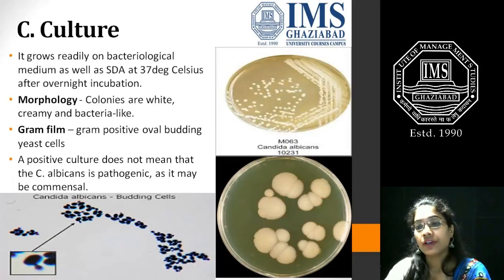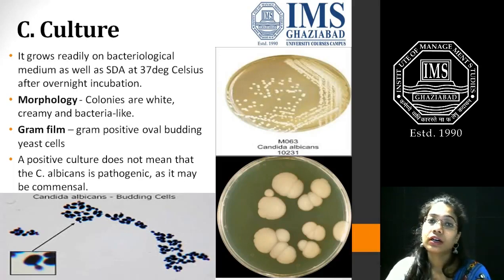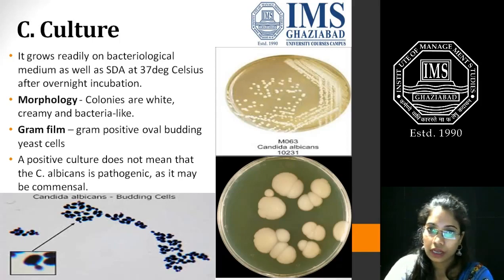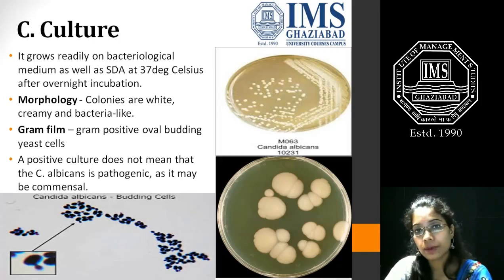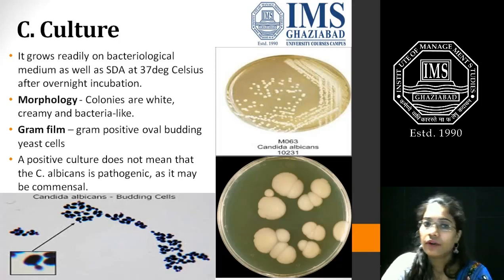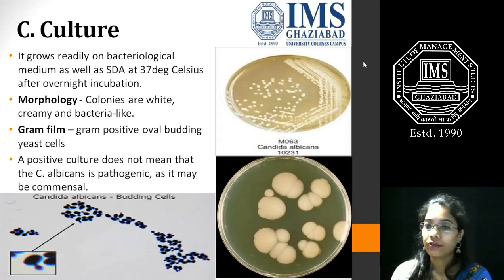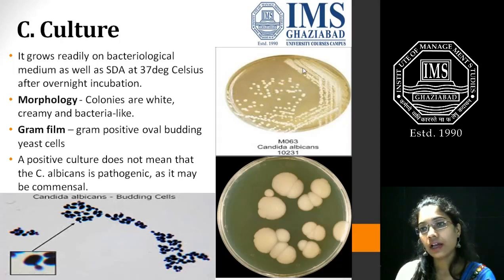Now next comes culture. If we culture the specimen, what media can we use, and how does the culture growth appear? It grows readily on bacteriological medium as well as on SDA, that is Sabouraud dextrose agar medium, at 37 degrees Celsius after overnight incubation. Morphologically, colonies appear white, creamy, and bacteria-like. You can see here, this is SDA agar media. These colonies are white, creamy, and bacteria-like.